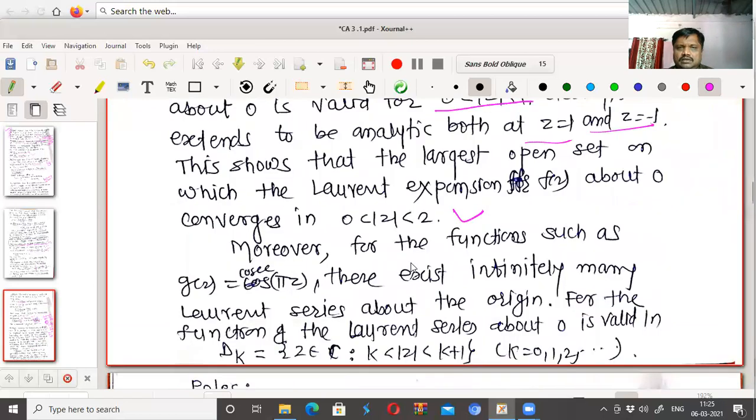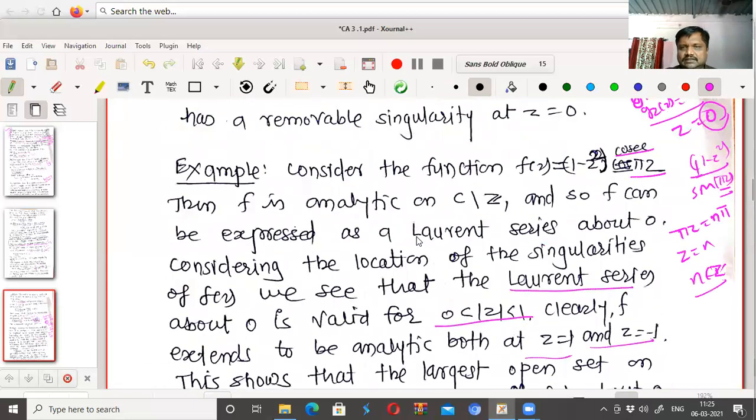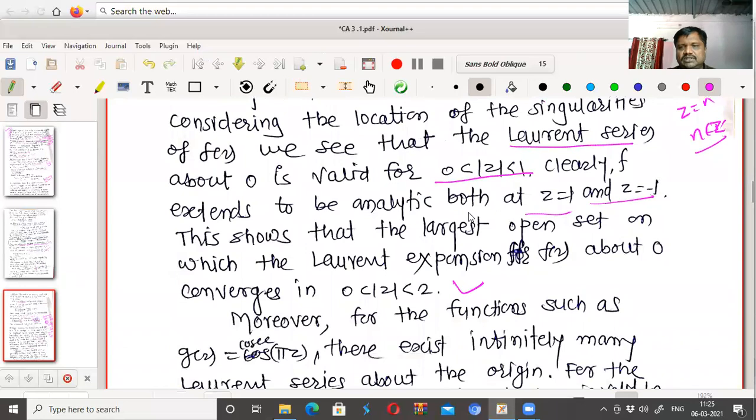Moreover, for a function such as g(z) equal to cosec(pi z), there exist infinitely many Laurent series about the origin. For g, the Laurent series about 0 is valid in the annulus, where z in C, whose modulus is from k to k plus 1. That means if I take k equal to 1 to 2, 2 to 3, 3 to 4, the Laurent series is valid there, as it is not analytic only at integers, and between those points this is an analytic function. So a Laurent series is permissible for this.